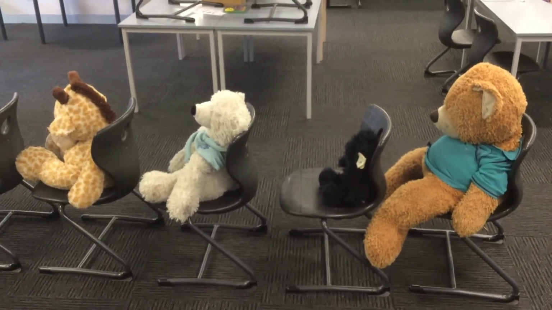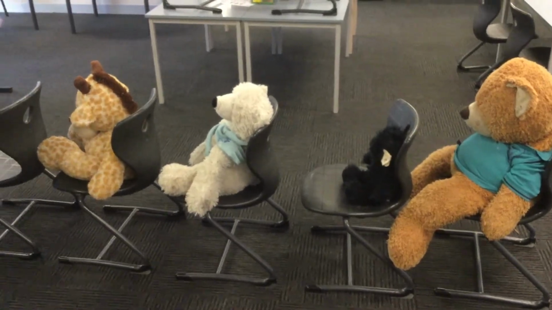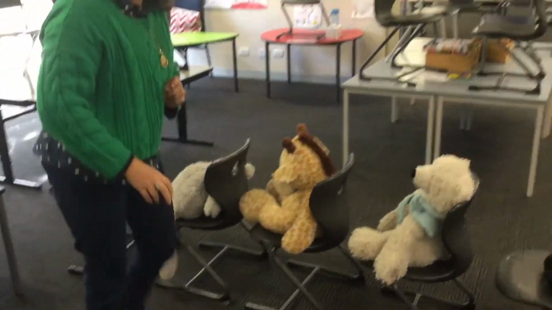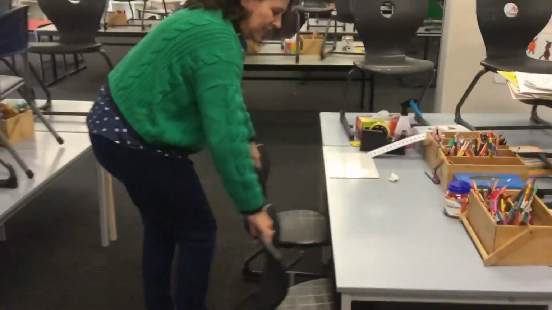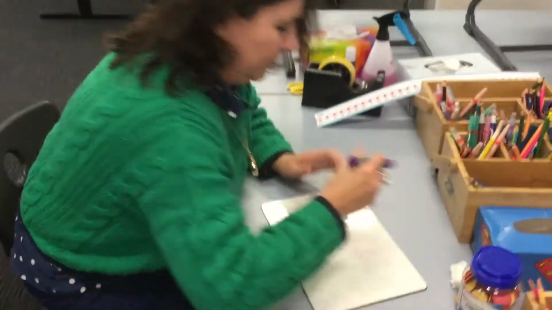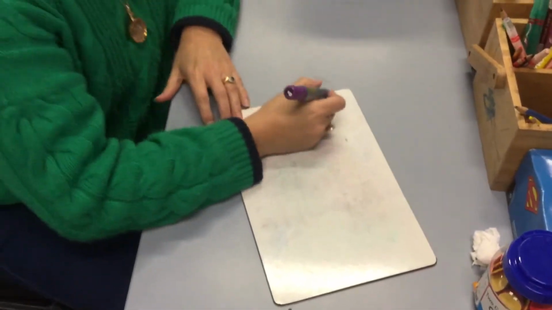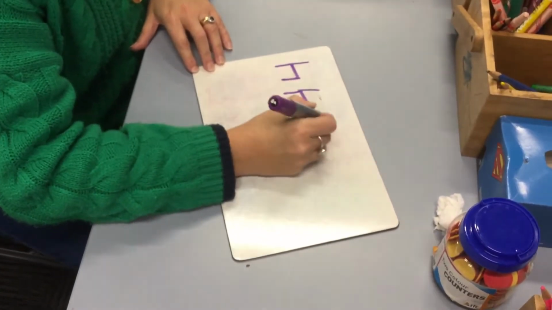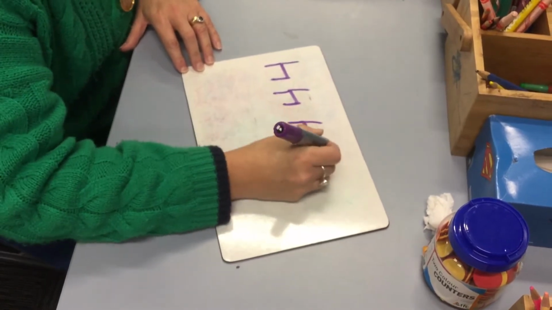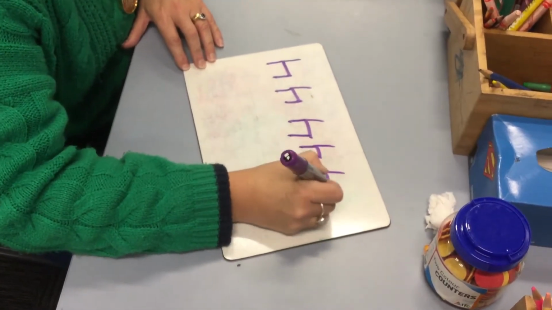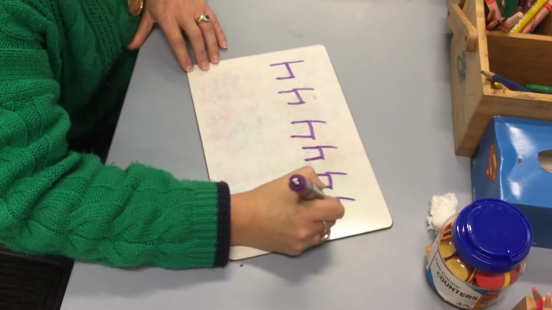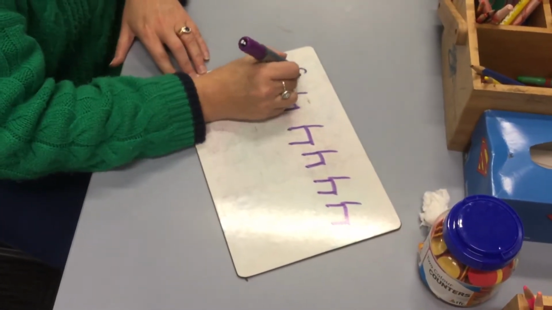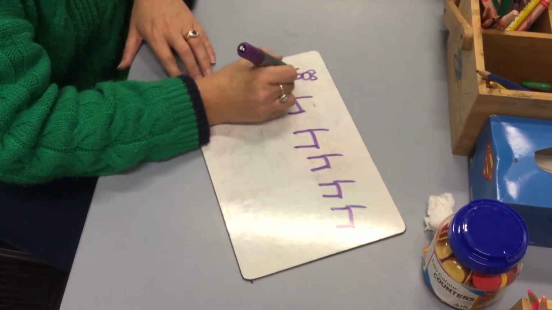Yes. Now, let's write this down, and you'll do the same in your books at home. Let's write that down as a picture story or a number story. So, how many chairs did I have, Mrs. S? 6. So I've got 1, 2, 3, 4, 5, 6 chairs. And then I had 6 bears on chairs.